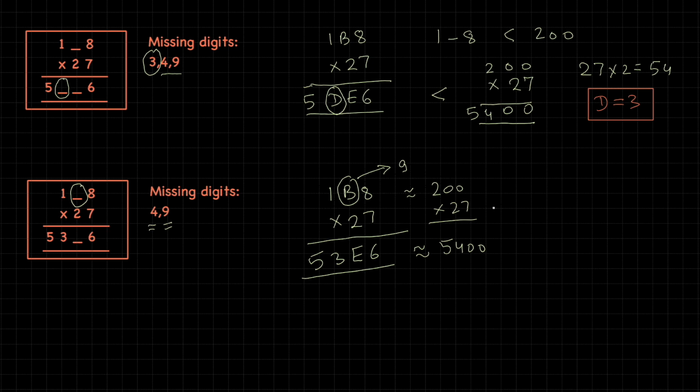But let's check 4 to make sure that 4 is not the right choice. 148 times 27. Let's estimate this. The first operand is less than 150 and the second operand is less than 30. So the result will be less than 4500. 148 times 27 is less than 4500, which means it cannot be 53E6. So that tells us that 4 is not a possibility. The only possibility left for B is 9.